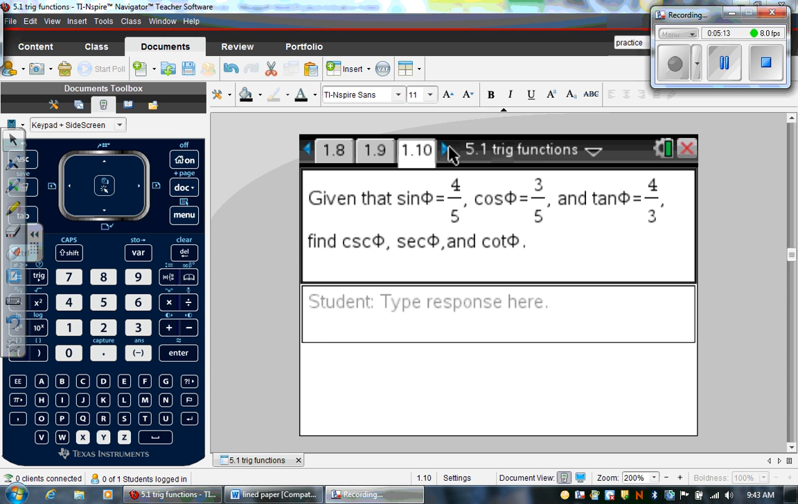Given that sine of phi equals 4/5, cosine of phi is 3/5, and tangent of phi is 4/3, we're going to find cosecant, secant, and cotangent. This is another Greek letter. It's pronounced phi.